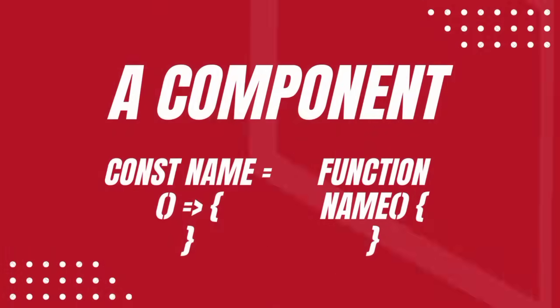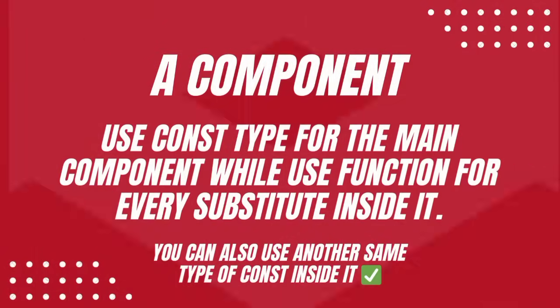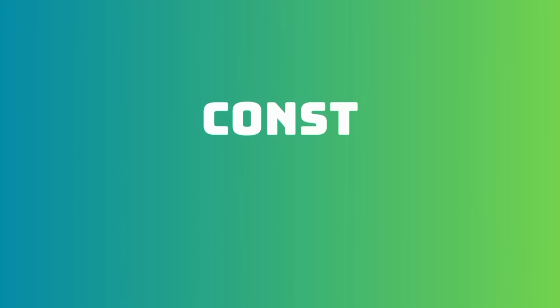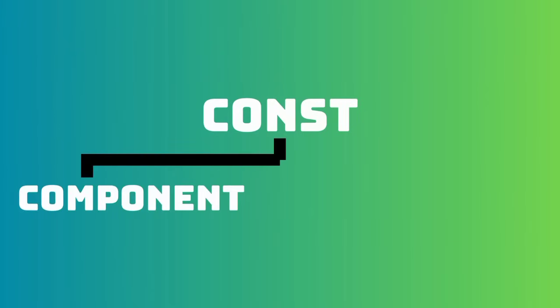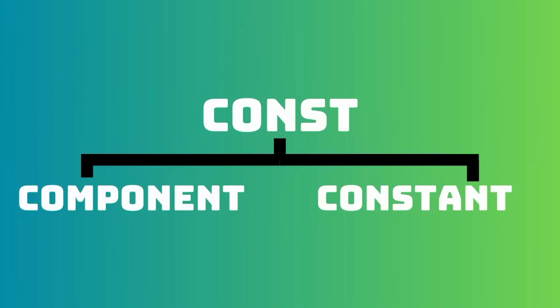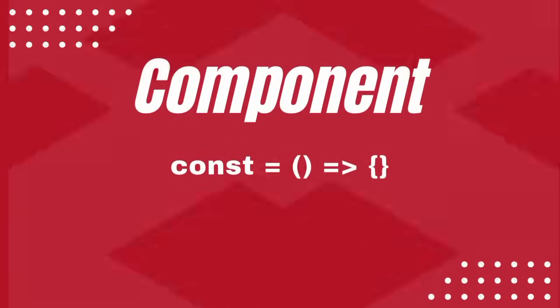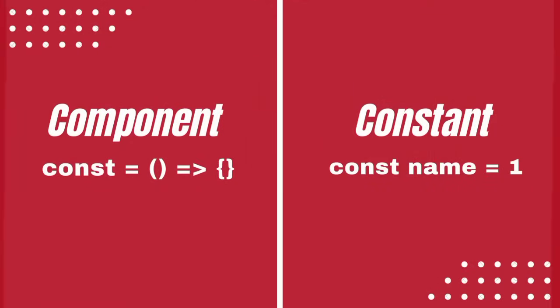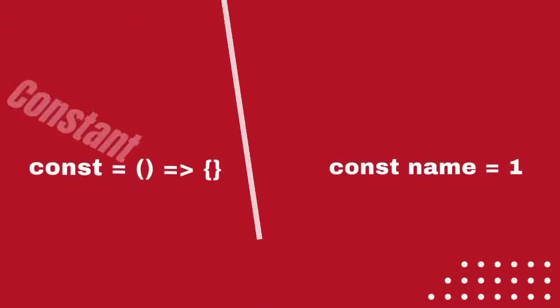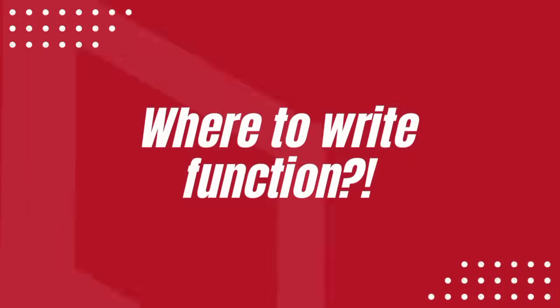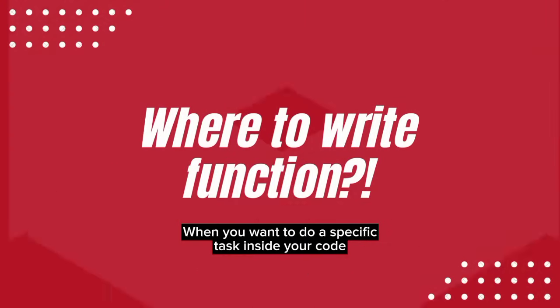But if you want to write a main component in your code, use const, while for every substitute, use function. And while the const can act as a component, it can also act as a constant depending upon how you use it. For example, to write a component, you can use const in this way, but to add a constant inside the component, you will use just const and write the name of the constant to declare it. So, if you can use const like this, then where will you be writing a function inside the component? The answer is when you want to do a certain task. While const may be used for components, functions are used for tasks.